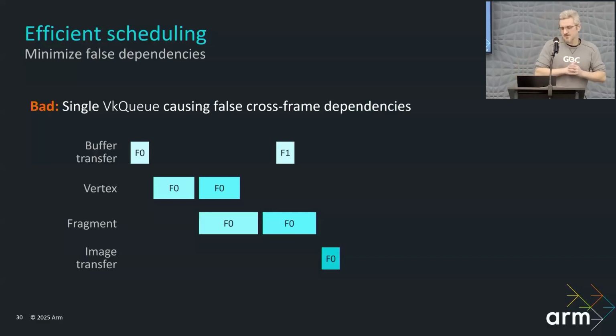Next frame starts. We have a buffer transfer. Vertex shader wants to run. What does it need to do? Insert a transfer barrier, right? It needs the result of the F1 job before it can start the vertex work.